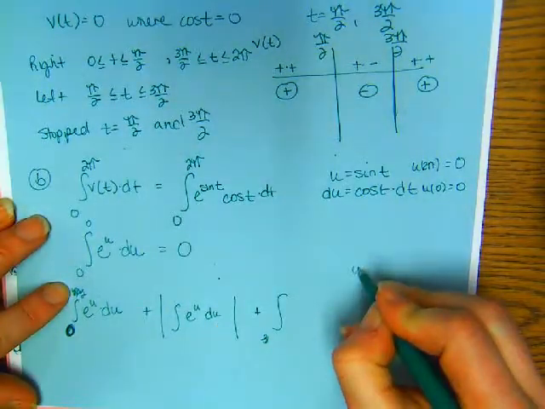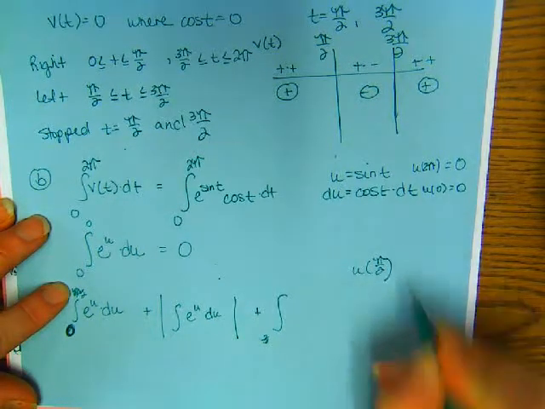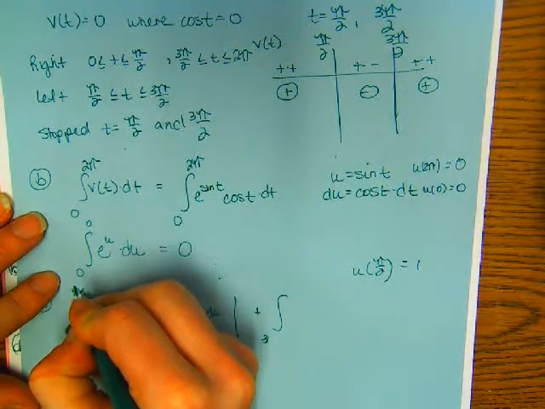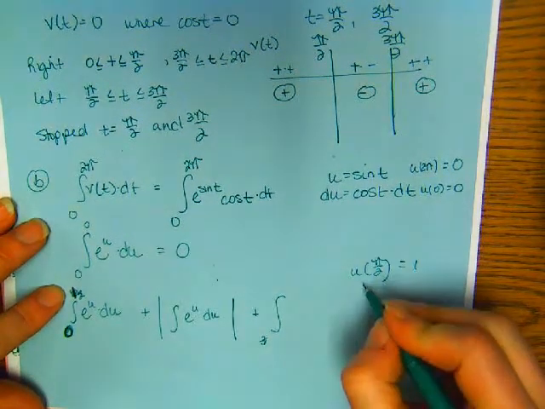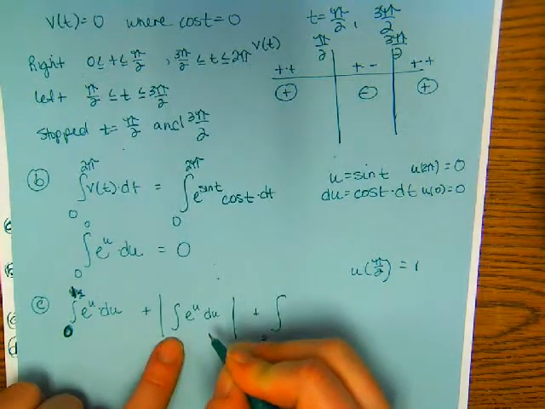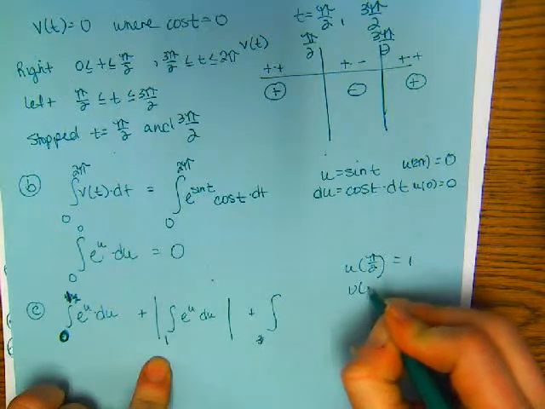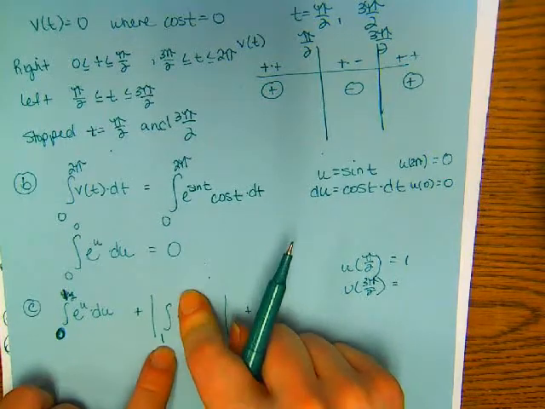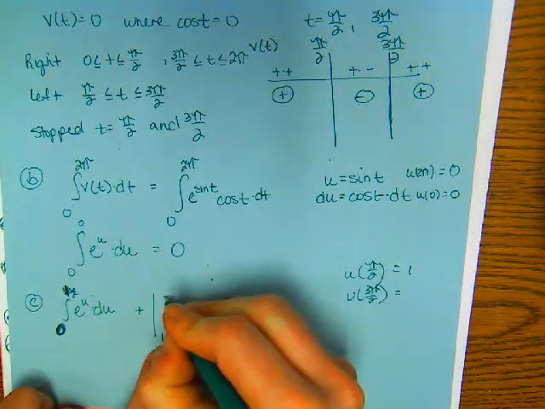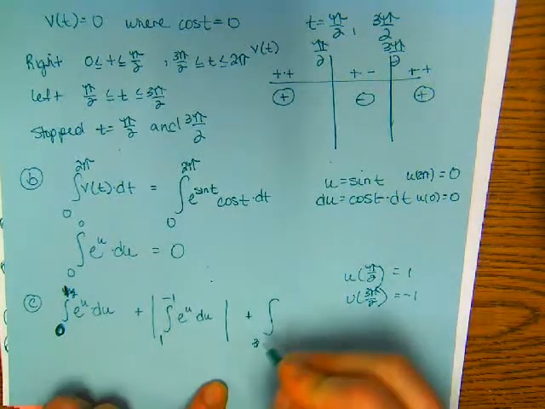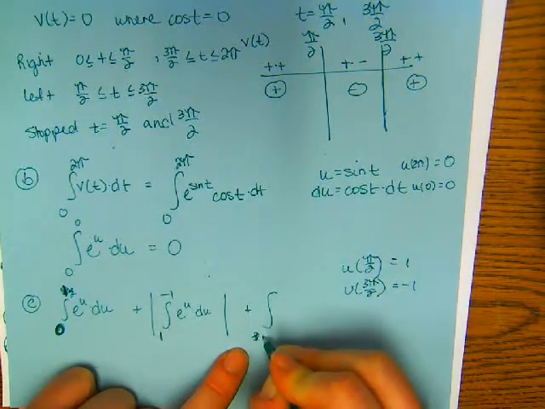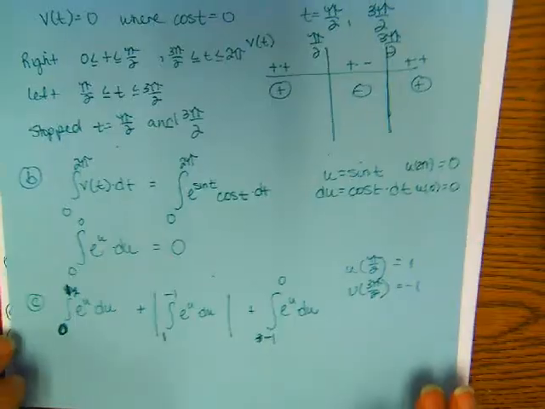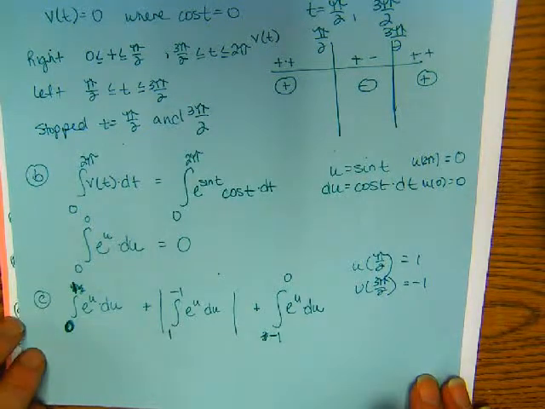This top is pi halves, right? Let's see, what's u of pi halves? What's the sine at pi halves? Okay, so this is going to be a 1. Okay. This is going to go from pi halves, which we know is 1, to 3 pi halves. Well, what is the value at 3 pi halves, the sine? Negative 1. Okay. And then 3 pi halves to 2 pi is going to be negative 1 and 0. Okay. How are we doing so far?